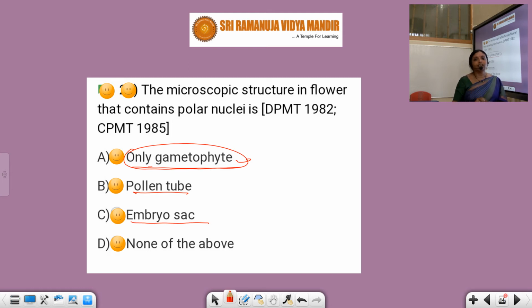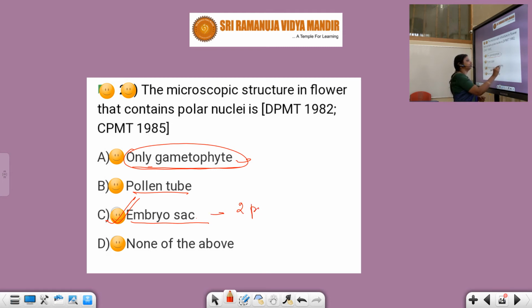So polar nuclei are found where? In the embryo sac structure only. And at the chalazal end, antipodal cells are present. So the 7-celled, 8-nucleate structure is the embryo sac, and polar nuclei are present.